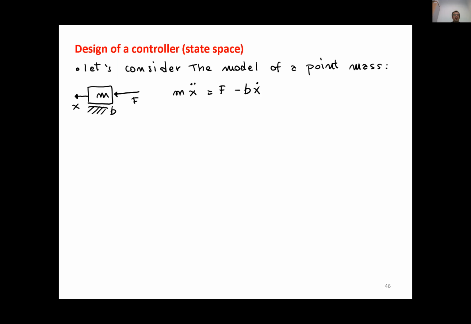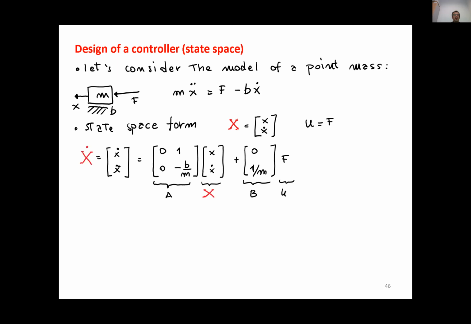So let's consider a very simple model of a point mass sliding on a plane with friction B, viscous friction only. You know, this viscous friction is creating a friction force opposing the motion. We have the acceleration of the mass times the mass equal to the input force. And in the state space form, we have the states of the system. Do you remember? We have two states, one for position and one for velocity, and one input.